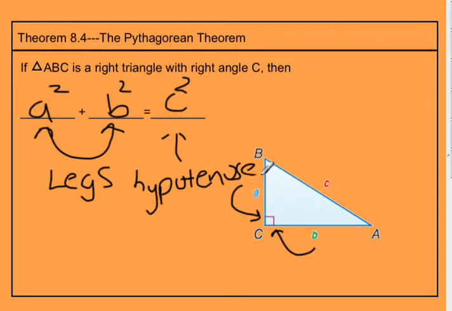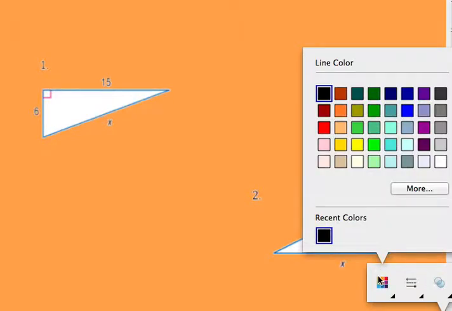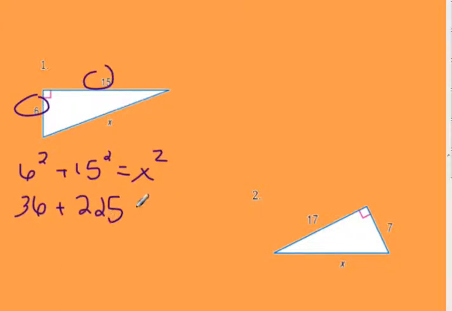Okay, so the hypotenuse is always sitting directly across from the right angle, and it doesn't actually touch the right angle. So let's practice calculating out a couple of sides using the Pythagorean theorem. Here we have two legs, so that's our a and our b. So 6 squared plus 15 squared needs to equal x squared. Well, 6 squared is 36, 15 squared is 225, and that's going to be equal to x squared.